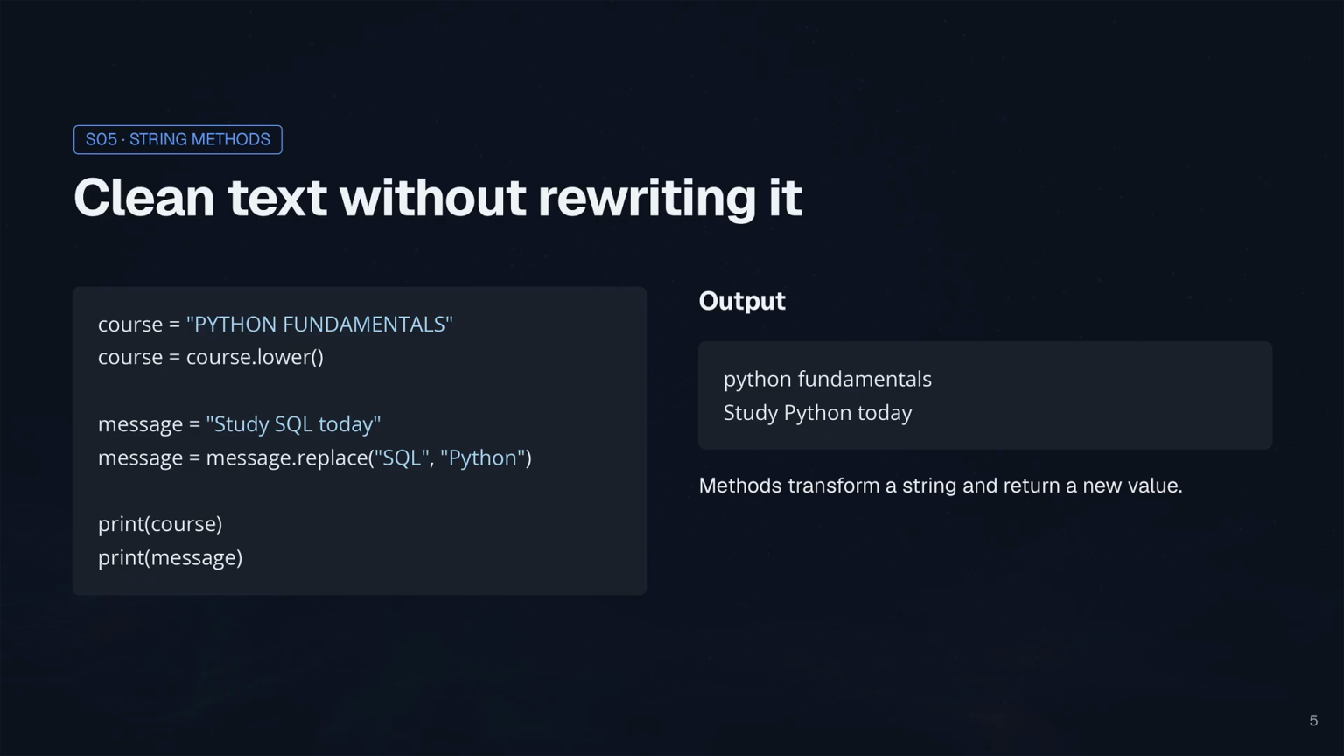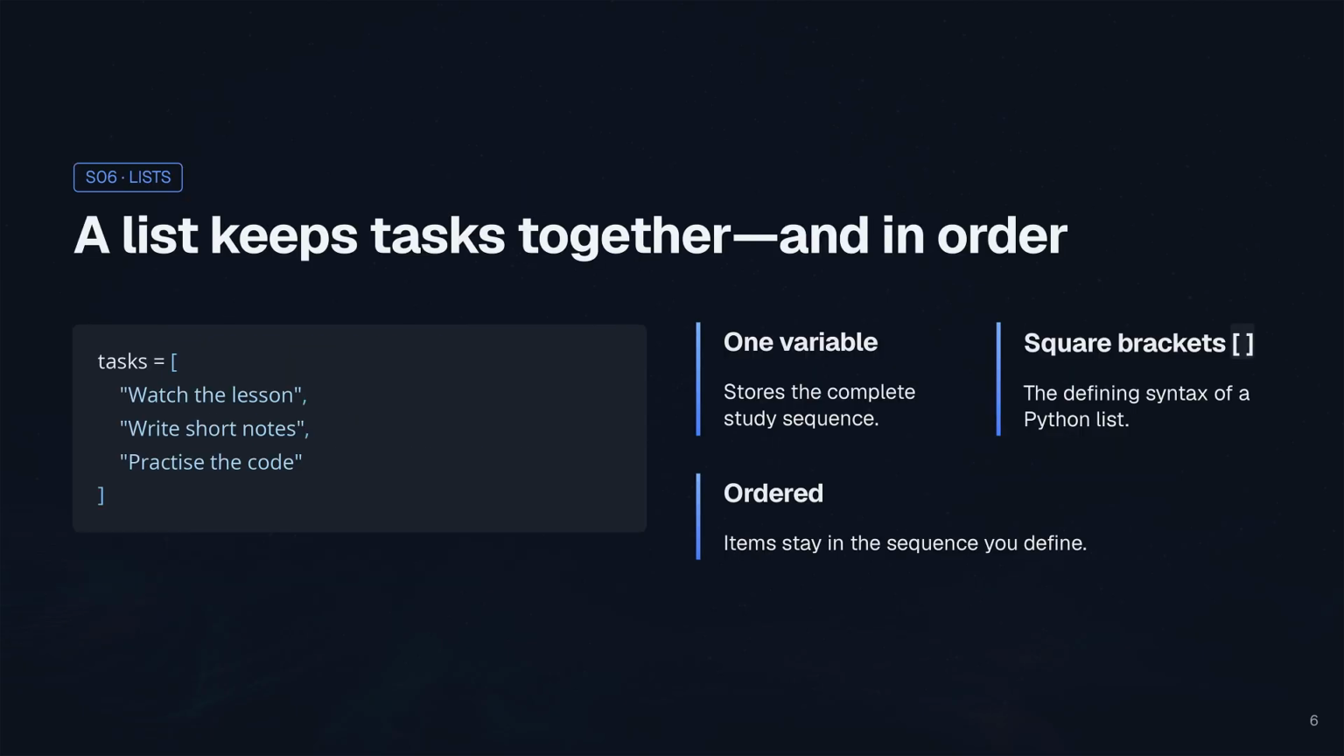One course name fits in a string, but several other tasks need something different. We could create task 1, task 2, and task 3 as separate variables. That works until the plan grows. A list gives the related tasks one home. The square brackets define the list. Commas separate its values, and the original order is preserved.